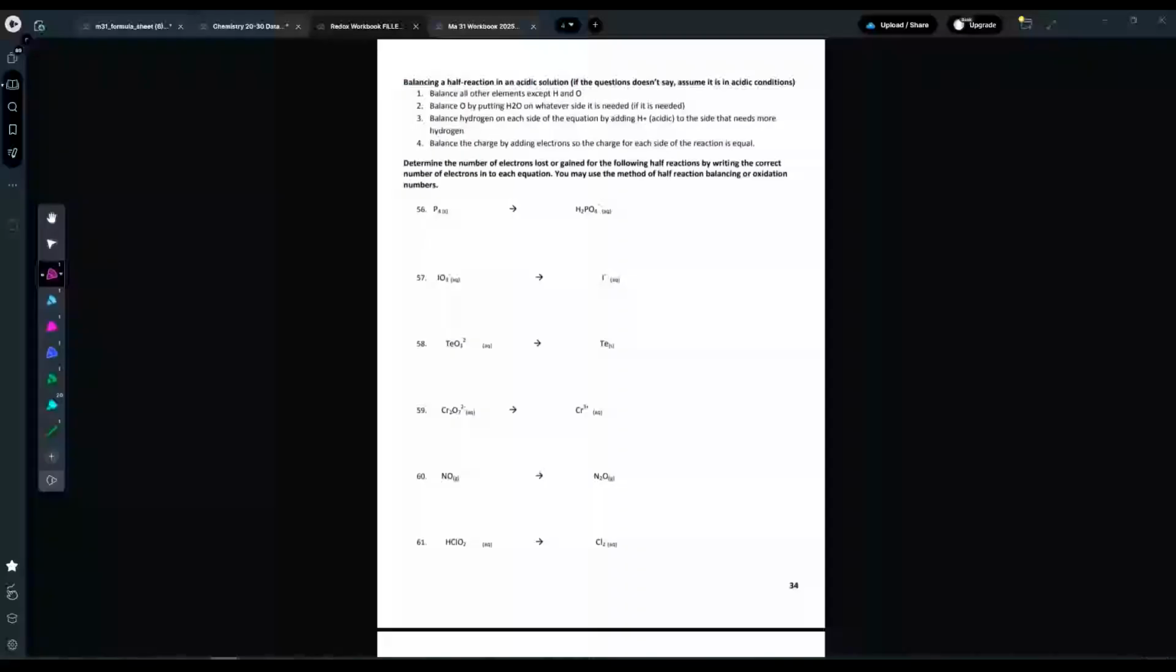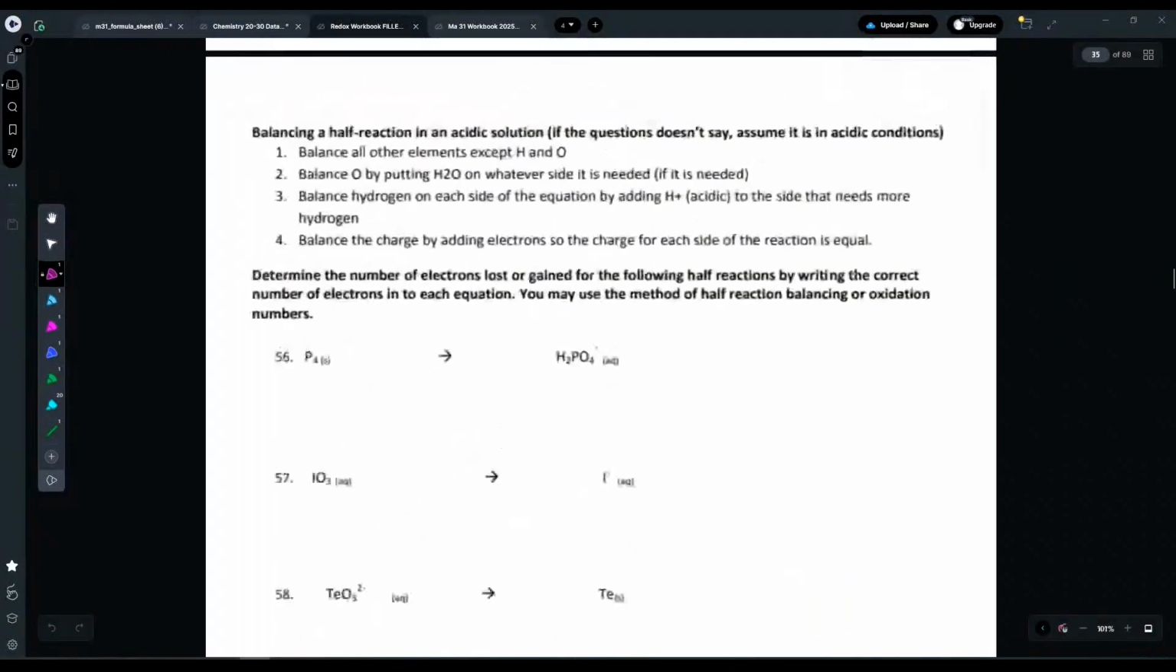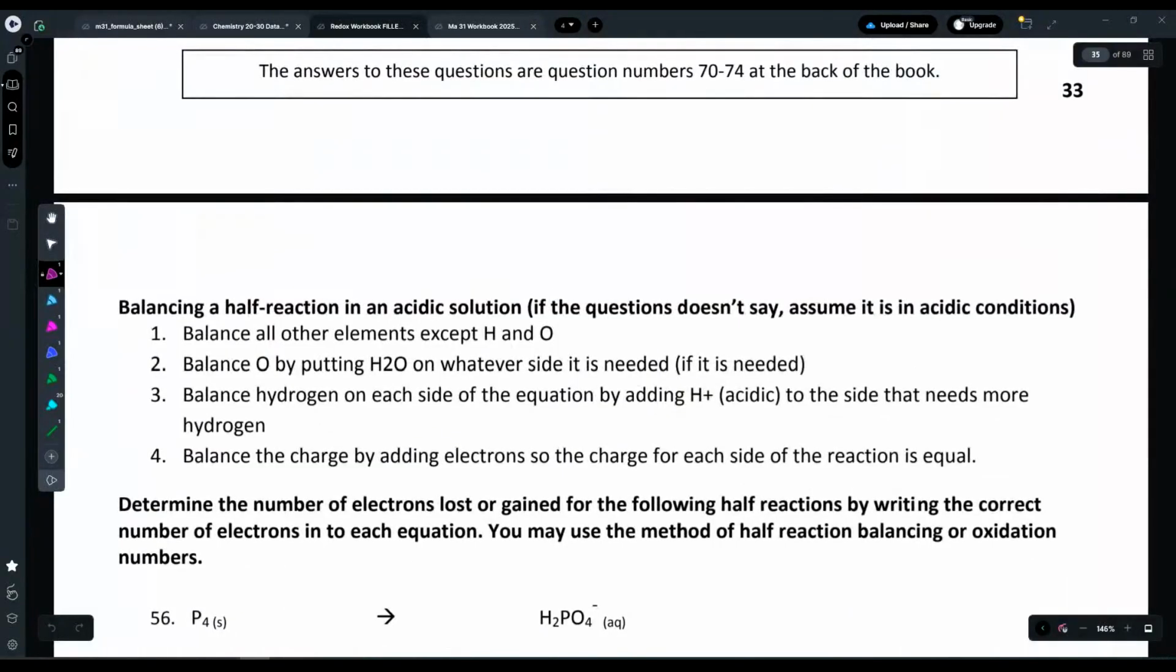In this video, we're going to learn how to balance half reactions as well as redox reactions in acidic conditions. So if the question doesn't say what type of conditions you're working with, you can assume that it's acidic conditions. But the 4 steps that we're going to follow are these.